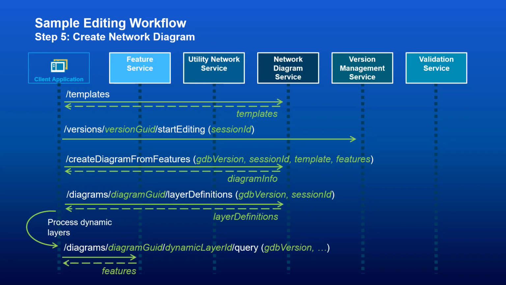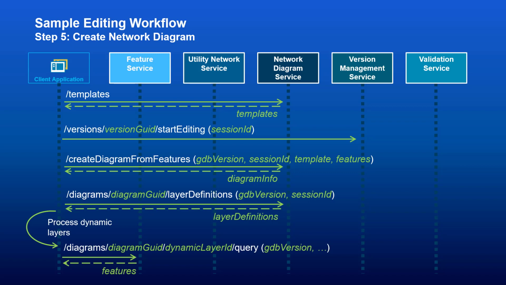Optionally, you can choose to create a network diagram. For this, you will use the network diagram service and you will first look for what templates are available to you. So basically use the templates resource, which will give you back the list of templates. You will again start an editing session, passing the same session ID that you've generated at first. And then you're ready to create your diagram.